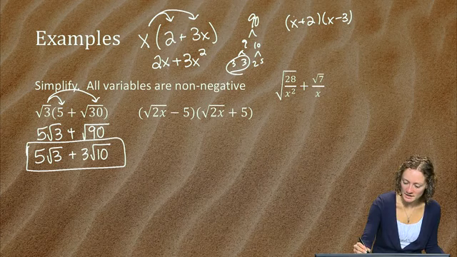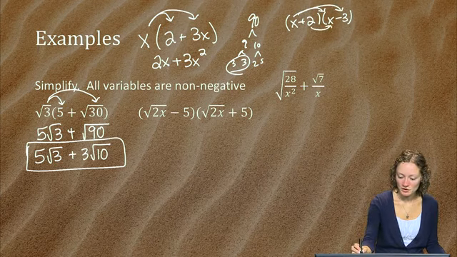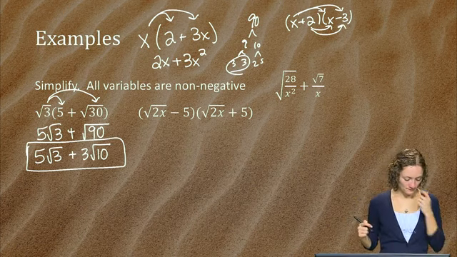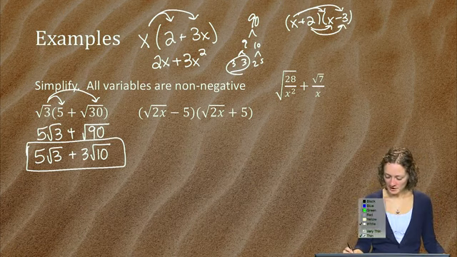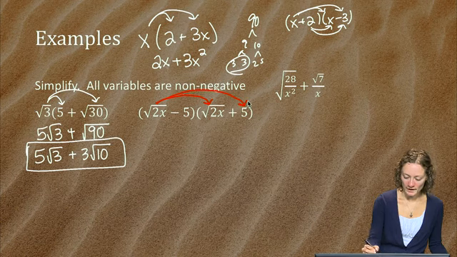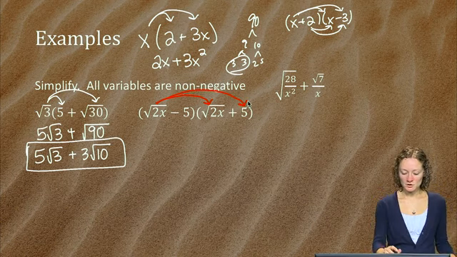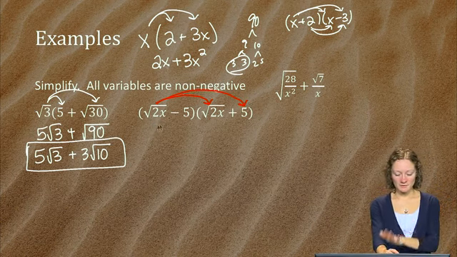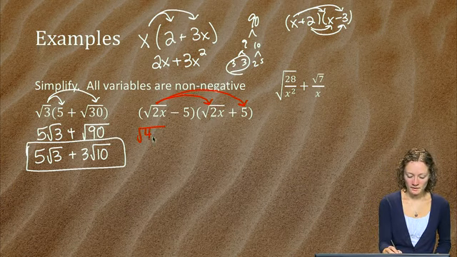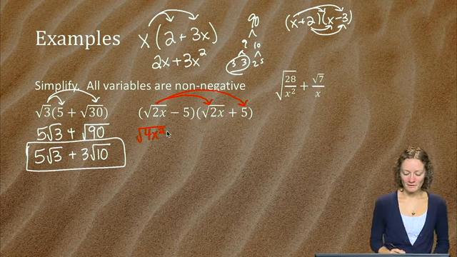FOIL, right? The x would get multiplied by each term, then the 2 would get multiplied by each term, and then you'd combine stuff together. So we do exactly the same thing here. First, this square root of 2x will go to both items. So multiply root 2x times root 2x. That gives us the square root of 4x squared.